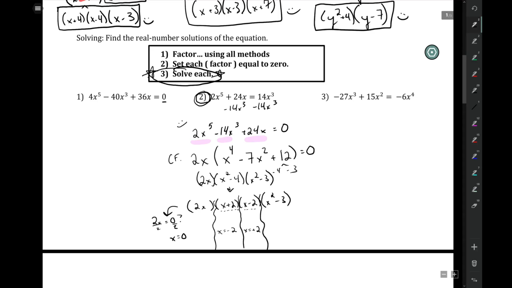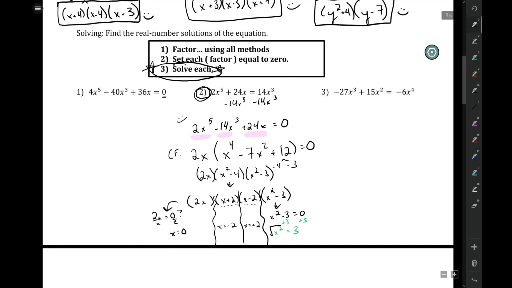X squared minus 3, if we remember this, you would add 3 to both sides. You have x squared equals 3. And how do you solve squares? You take the square root, meaning x equals square root of 3. But wait, plus or minus. Again, anytime you take the square root, plus or minus.